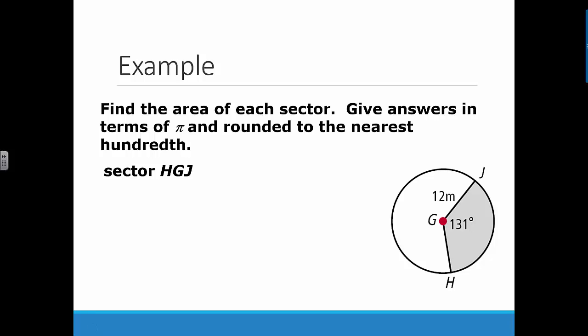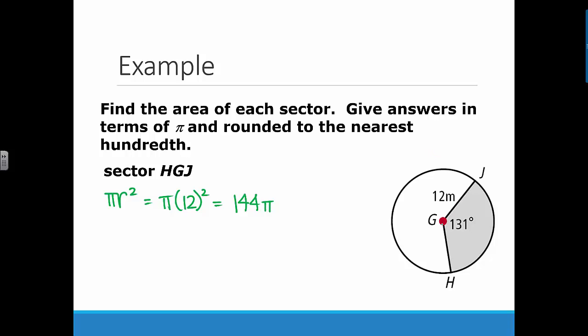So find the area of each sector, give answers in terms of pi, and round to the nearest hundredth. So they want both. We want to know the sector HGJ. So this slice of pie right here, how much area is this? To find the area of the entire circle we would do pi r squared, and they tell us our radius is 12. So we end up with 144 pi. That would be if we ate the entire pie.